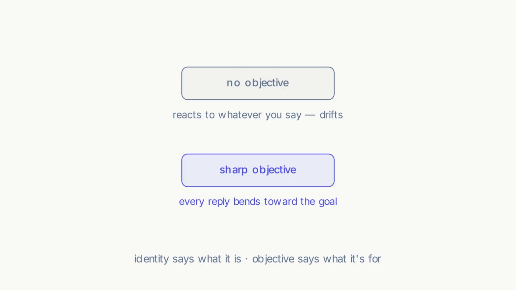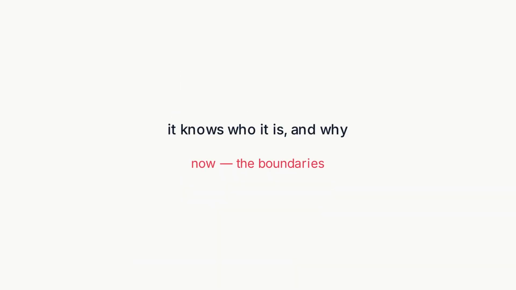It asks the right follow-up. It skips the detours. Identity says what it is. Objective says what it's for. Together, they're the foundation everything else rests on. So our job description now has a name and a purpose. But a good employee also needs to know the boundaries, what they must always do and what they must never do. That's the next layer.